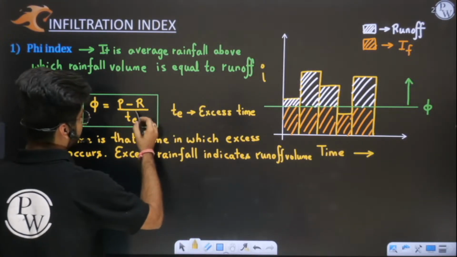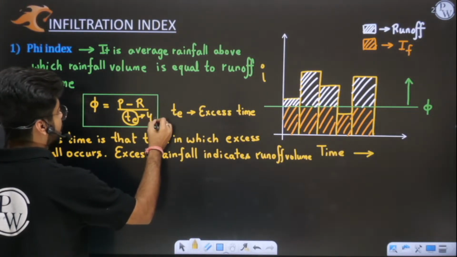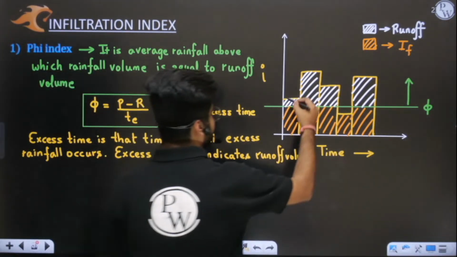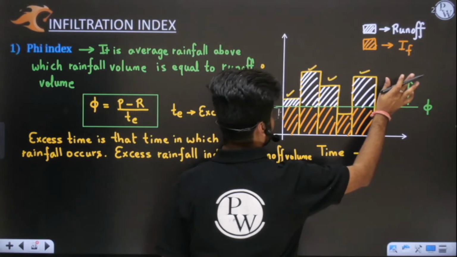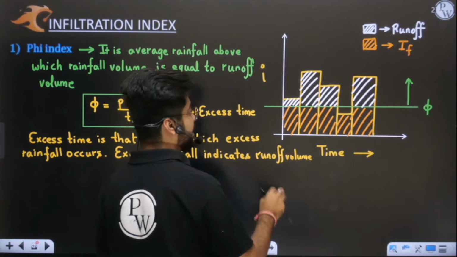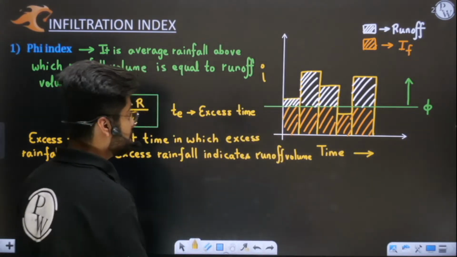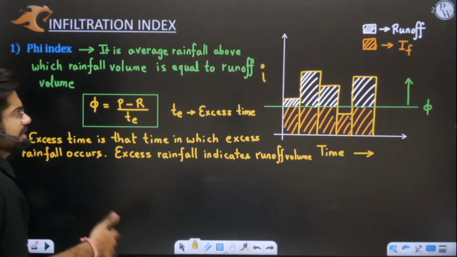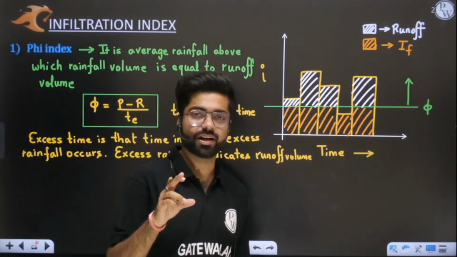So, total duration: if we want to find phi, obviously this excess time will be 4 hours. We are only interested in this; we are not interested in the fourth hour. We will only find phi with the help of these 4 hours. We will write P, we will subtract runoff. Okay, let us take an example with the help of which we will find the phi index.